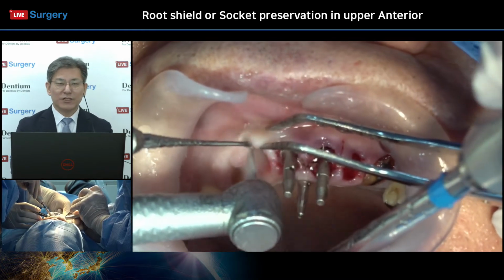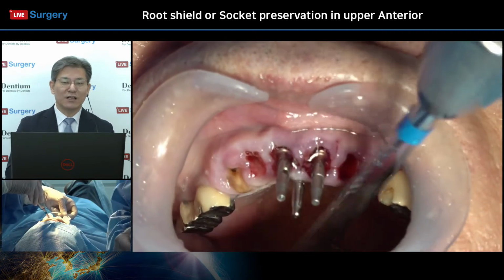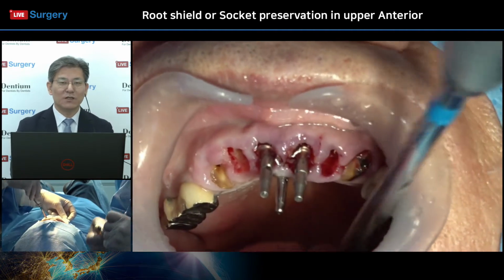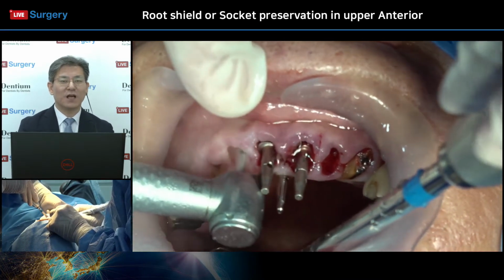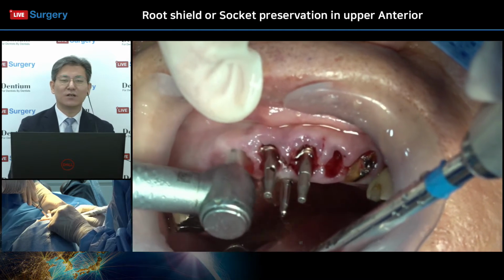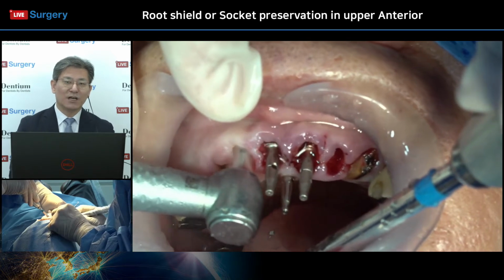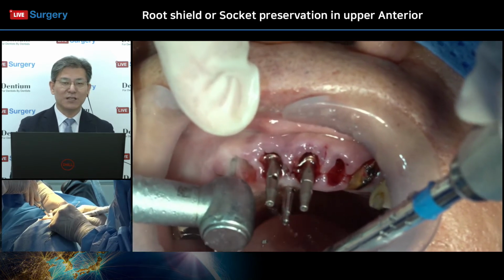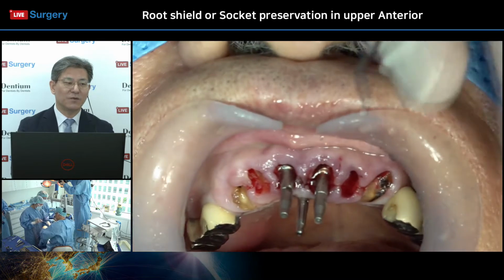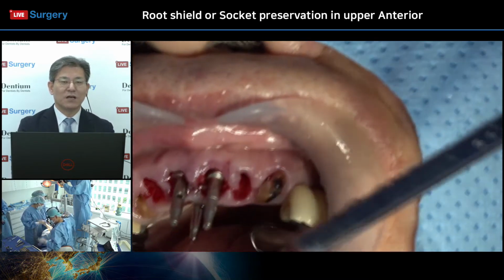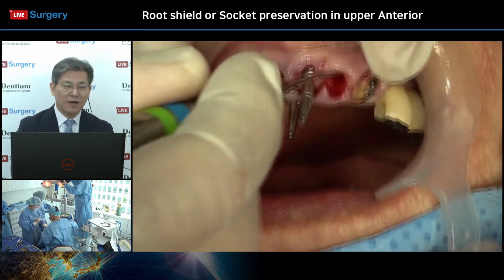The meaning of socket shield is maintaining the labial bone plate. After extraction, as you know, the labial bone plate simultaneously starts to resorb. Especially the bundle bone in the upper anterior area has a very weak blood supply. So when you have a flap reflection or extraction or other surgical procedures, this weak bundle bone easily breaks out, goes away, or resorbs without blood supply. So all these procedures are efforts to maintain and preserve the labial bone plate, right?